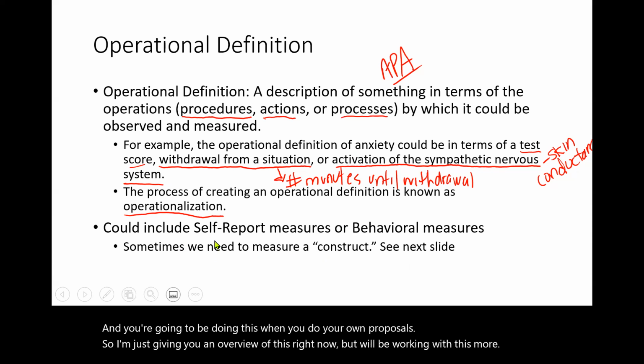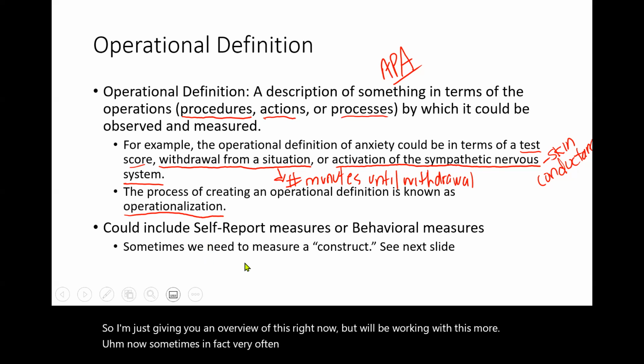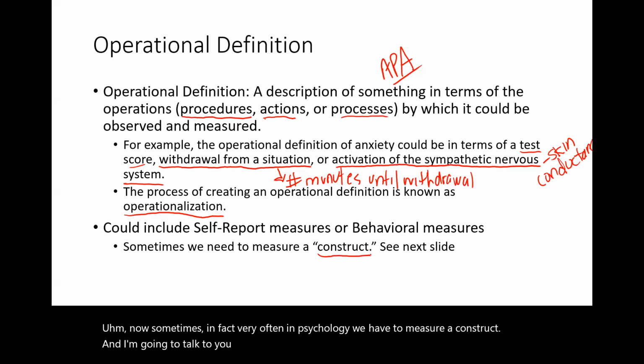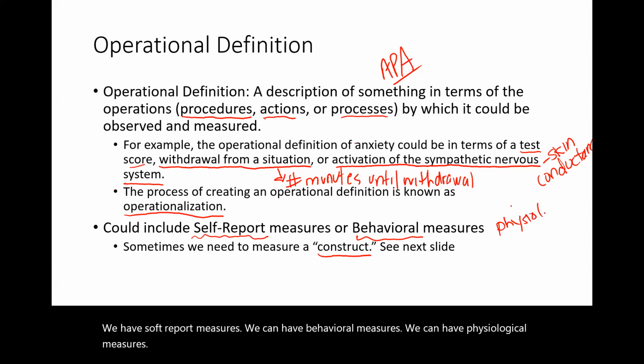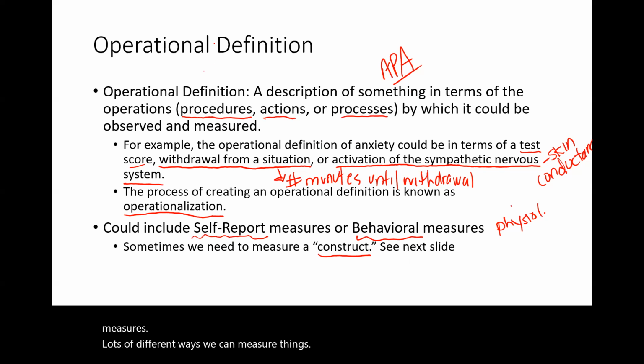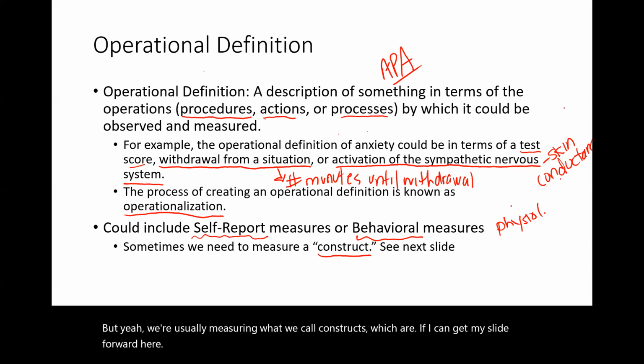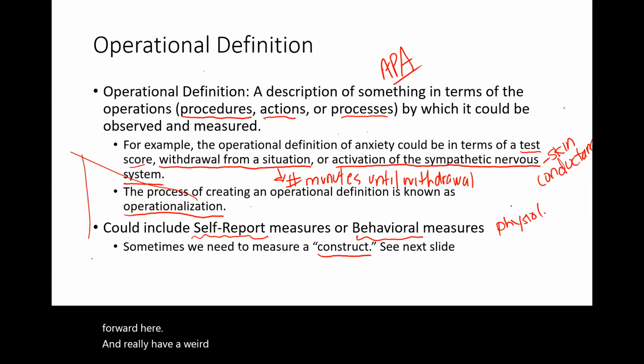Now, sometimes, in fact, very often in psychology, we have to measure a construct. And I'm going to talk to you about this on the next slide. So typically, we have self-report measures. We can have behavioral measures. We can have physiological measures. Lots of different ways we can measure things. But we're usually measuring what we call constructs, which are, if I can get my slide forward here. Yeah, I really have a weird thing happening here.